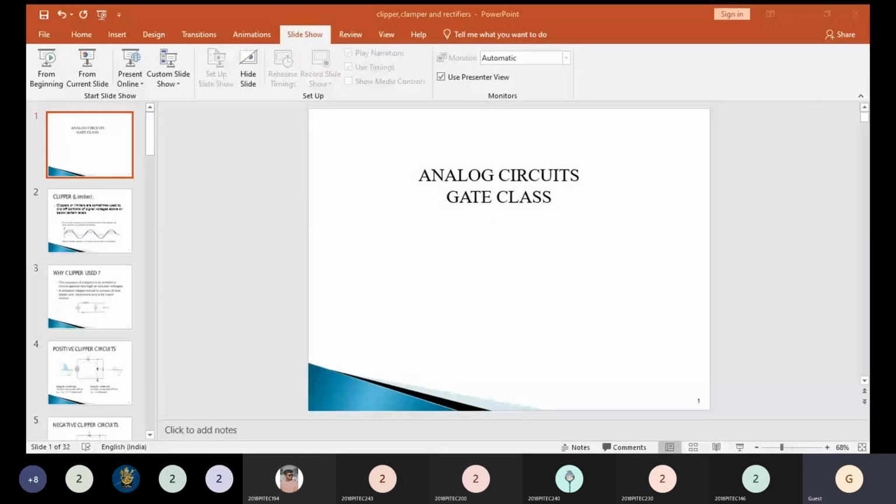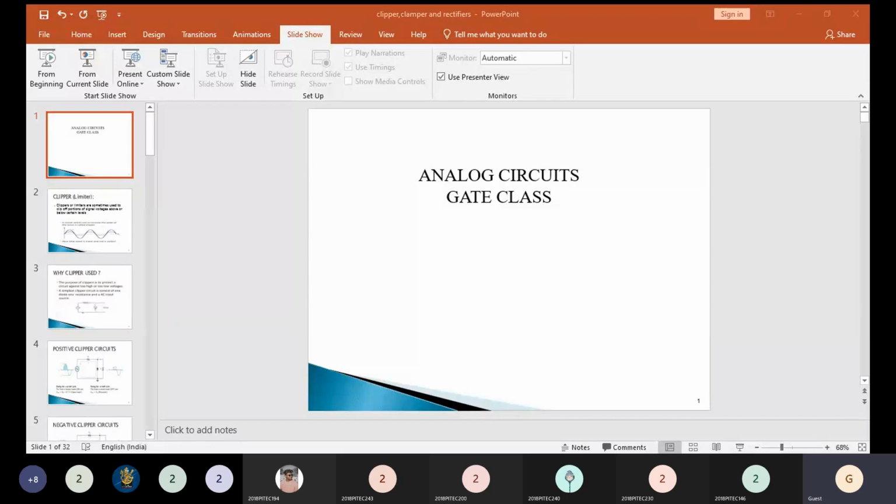Good morning, students. In today's GATE class, we are going to discuss analog circuits. Before moving to the discussion of previous year GATE problems, we'll discuss some basic concepts about a clipper, clamper, and rectifier in analog circuits. Today's topic is clipper, clamper, and rectifier. Before discussing the GATE questions, we'll recall some basic concepts of clipper, clamper, and rectifier.